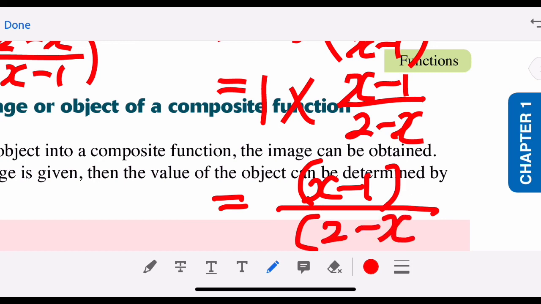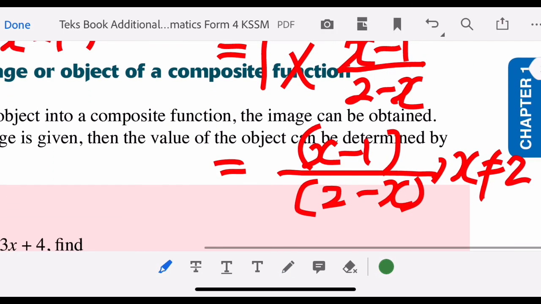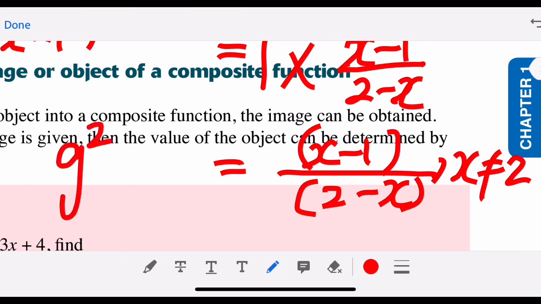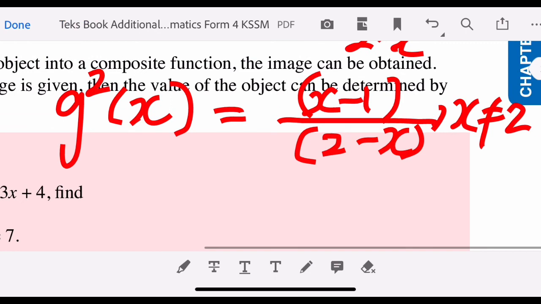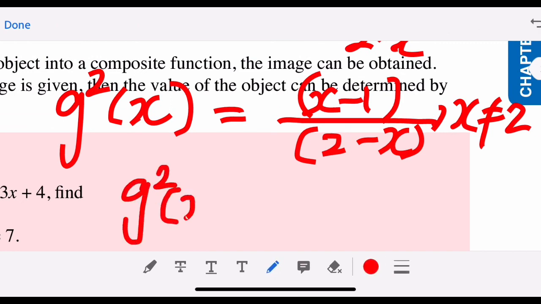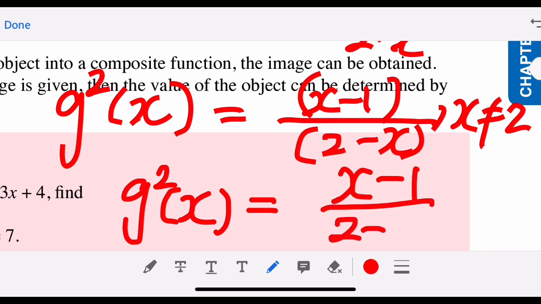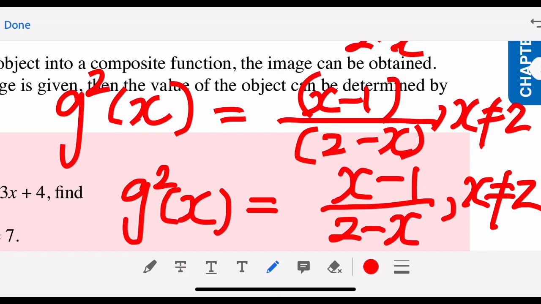Finally, your final answer will be the fraction x minus 1 over 2 minus x. And then x cannot be equal to 2, because when x equals 2, you will get an undefined function for the composite function g2x. So you can give me the answer like this. If you want to write the answer without the bracket like this, 2 minus x is okay, it can be accepted, no problem.